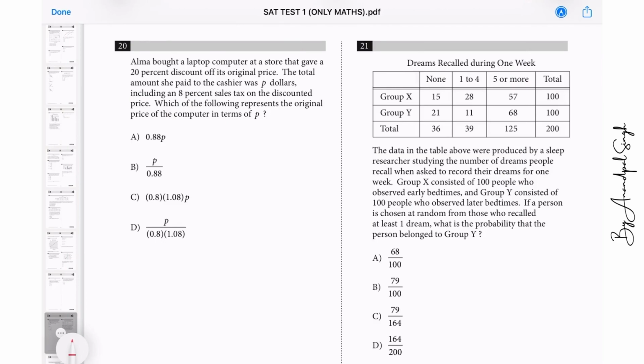So today we are doing SAT paper 1 from College Board, and we will be discussing the calculator section, that is question number 21 to 38. Okay, let's start. So this is question number 21.